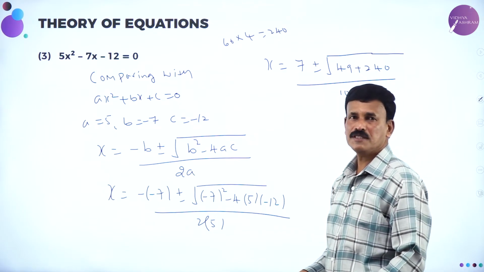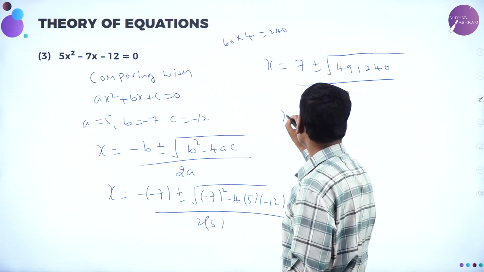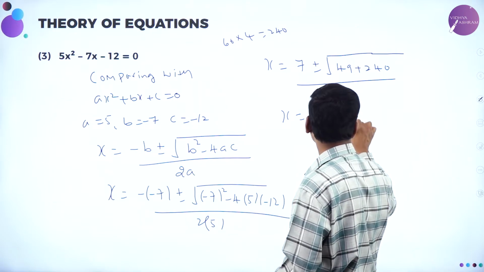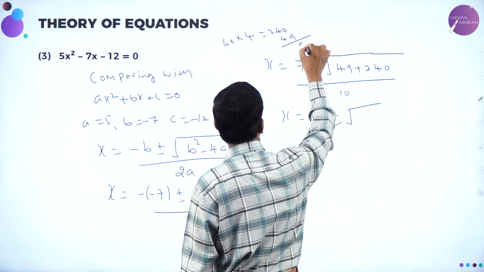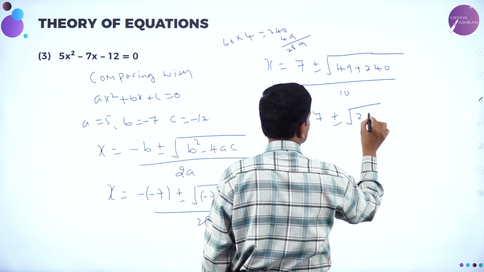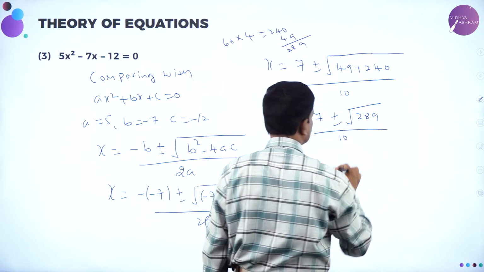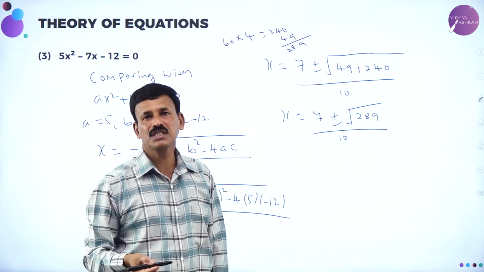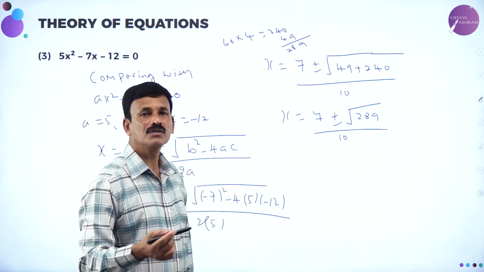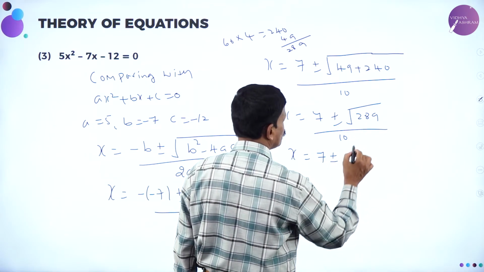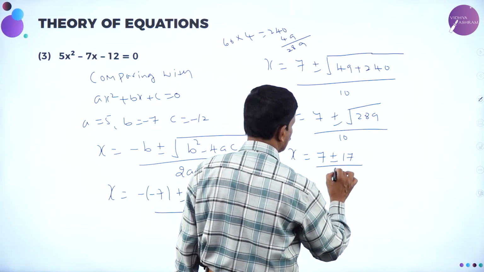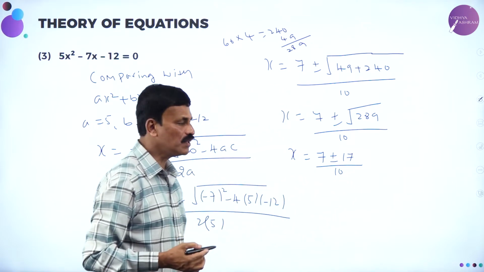Simplify, that's it, okay. Now, this can also be written as x is equal to 7 plus or minus root of 240 plus 49. 240 plus 49 is 289. This is 289 divided by 10. Right, 289. Square root of 289 is 17. That's it. Now, this can be written as x is equal to 7 plus or minus square root of 289 is 17 divided by 10. Now, simplify this.